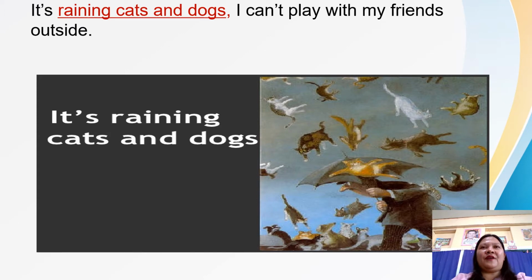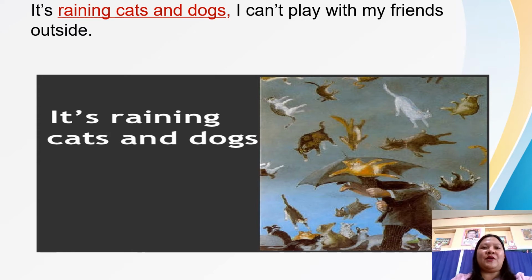Looking back at our first illustration, first we have, "It's raining cats and dogs. I can't play with my friends outside." Does it literally happen? No, it's not. So what does it mean? So let us know the meaning of its idiomatic expressions. Let us remember that we have to analyze and understand how idioms are used in context.